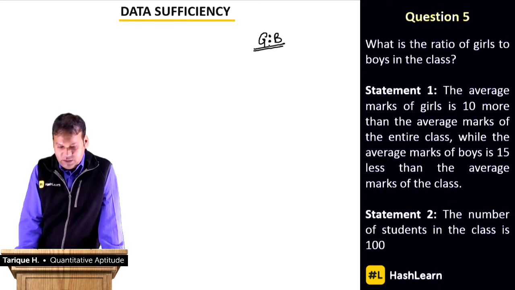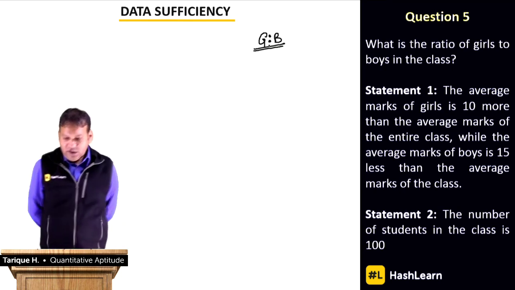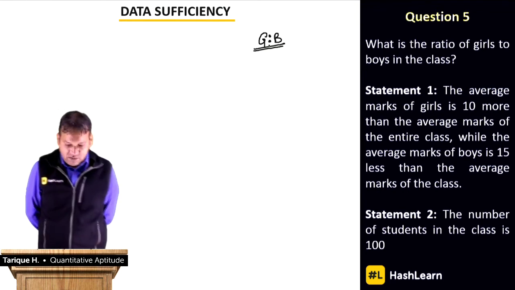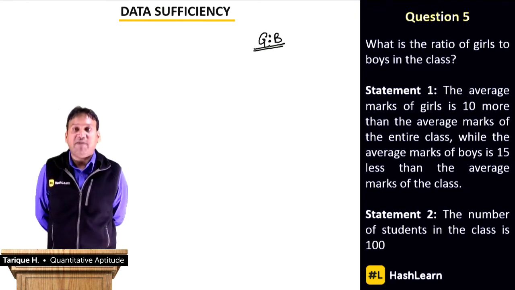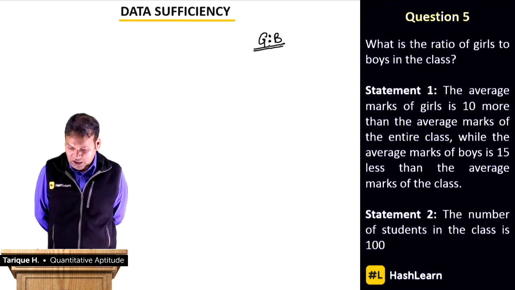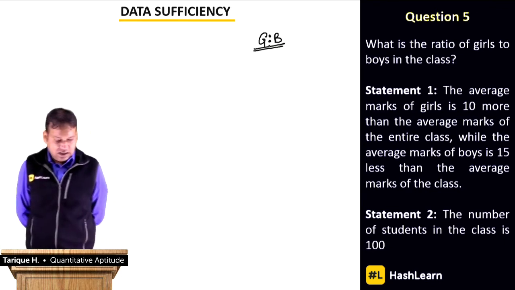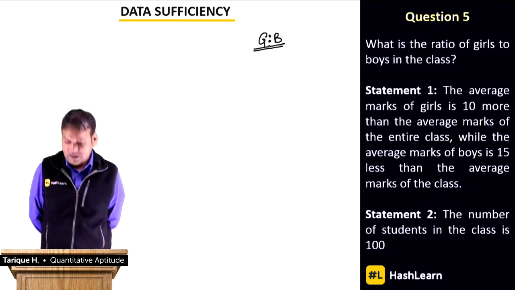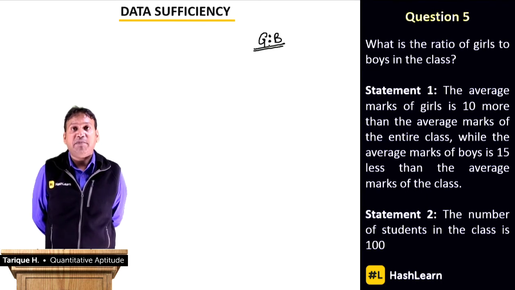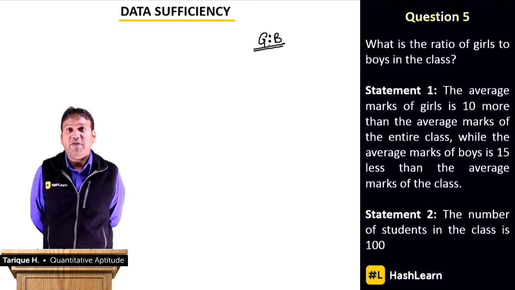Try solving the question, see what is your answer. What is the ratio of girls to boys in the class? Statement 1: The average marks of girls is 10 more than the average marks of the entire class, and the average marks of boys is 15 less than the average marks of the class. Statement 2: The number of students in the class is 100. Can we solve it from the first statement? Remember, we don't have to find the number of boys and girls. We only have to find out the ratio of boys and girls.